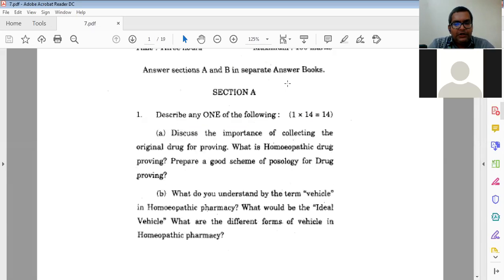Next is B. What do you understand by the term vehicles in homeopathic pharmacy? You already know. What would be the ideal vehicle? An ideal vehicle should be neutral and not react with anything. What are the different forms of vehicle in homeopathic pharmacy? Solid, semi-solid, and liquid.